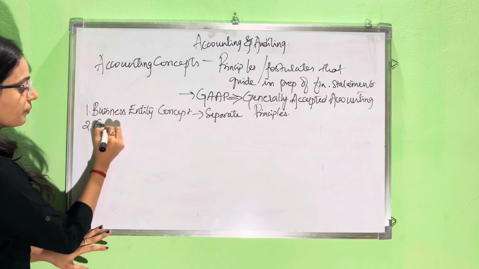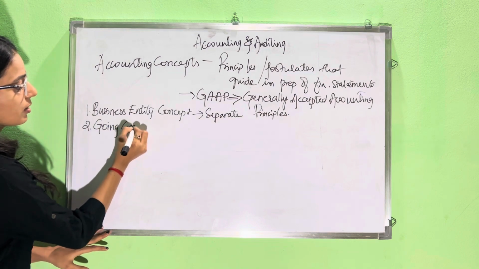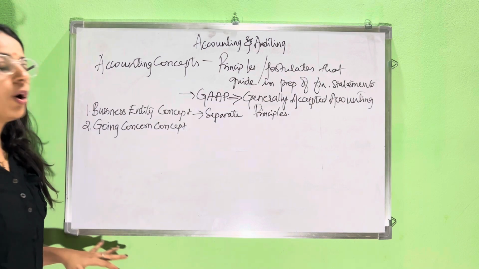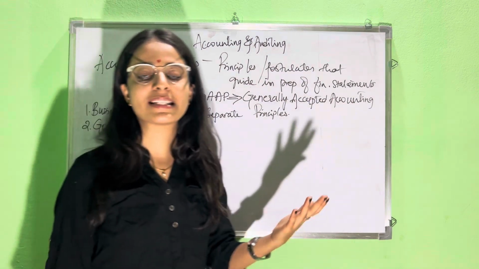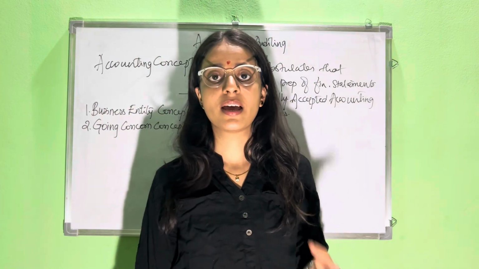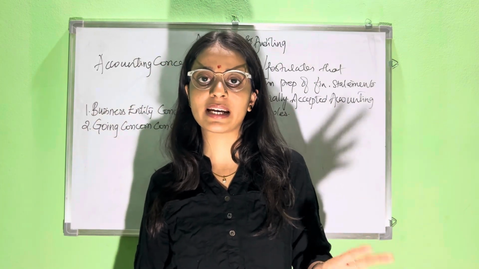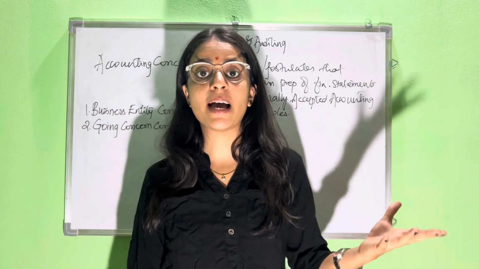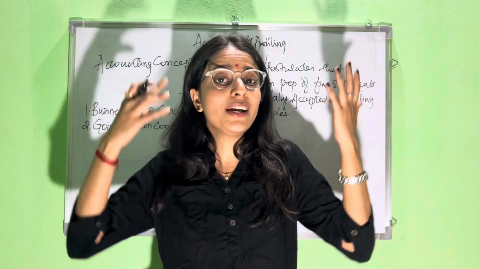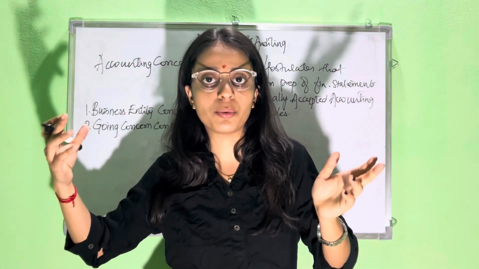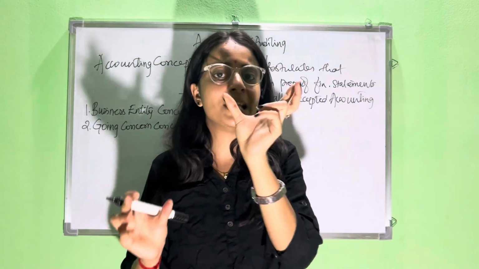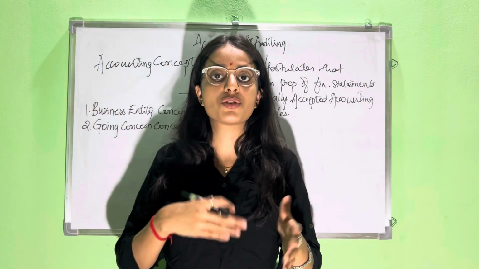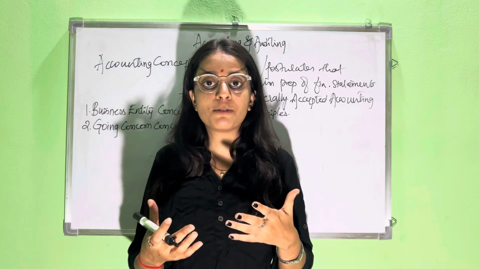Next comes the going concern concept. What do you mean by going concern? It means that when I'm establishing a business, I'm not establishing it with the motto that I'll just undertake this business for 2 years or 5 years. When I'm establishing it, I don't plan how many years I want to run this business, unless I have some limited scope or limited idea of the business, like once the intention of the business is fulfilled, I can shut it down.